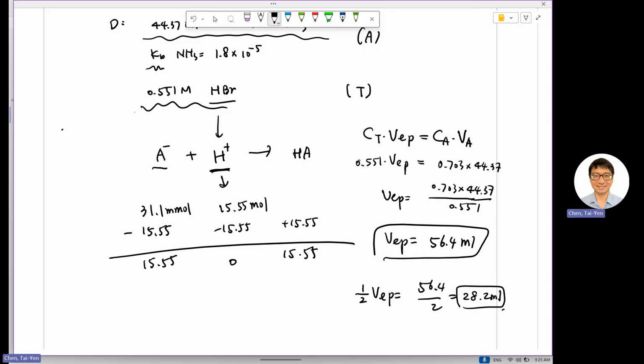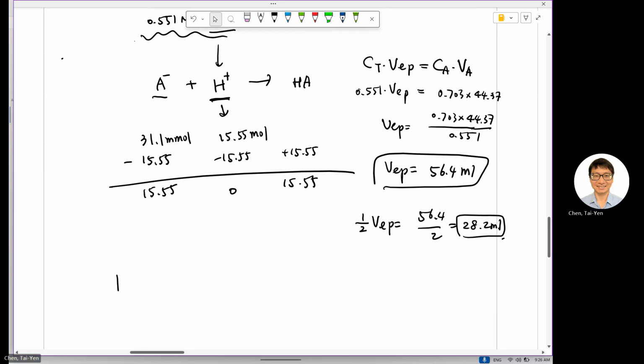So what kind of solution do you have? It's a buffer solution, right? Because you have your HA, you have your A minus. Therefore, you know you have a buffer solution. Okay, so then you also calculate your pH, right? pH equals pKa minus log of conjugate acid over the conjugate base.